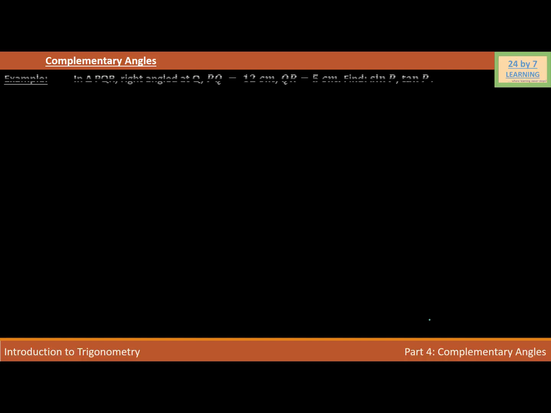Complementary angles example. In triangle PQR, right angle at Q, PQ is equal to 12 cm, QR is equal to 5 cm. Find sine P and tangent P. So as you can see, it is given that we have a right triangle PQR.